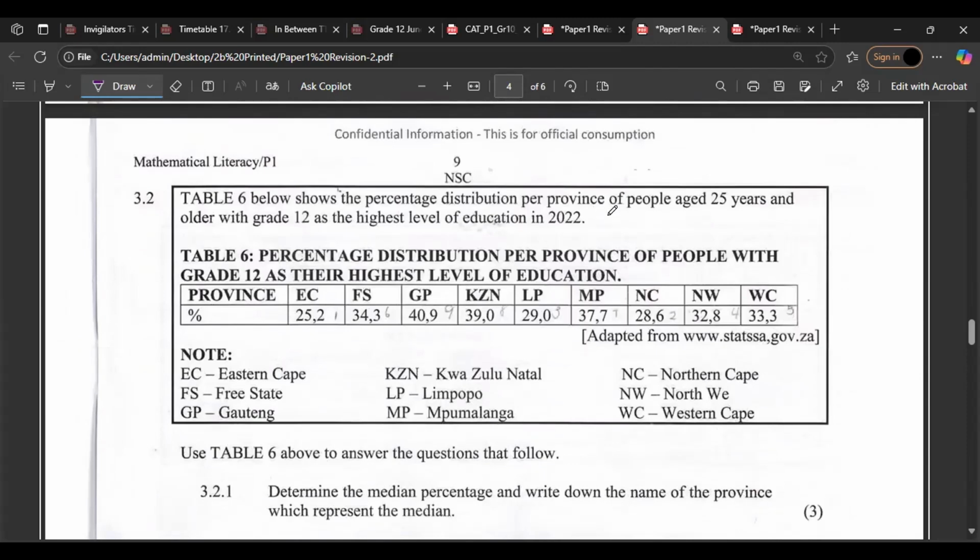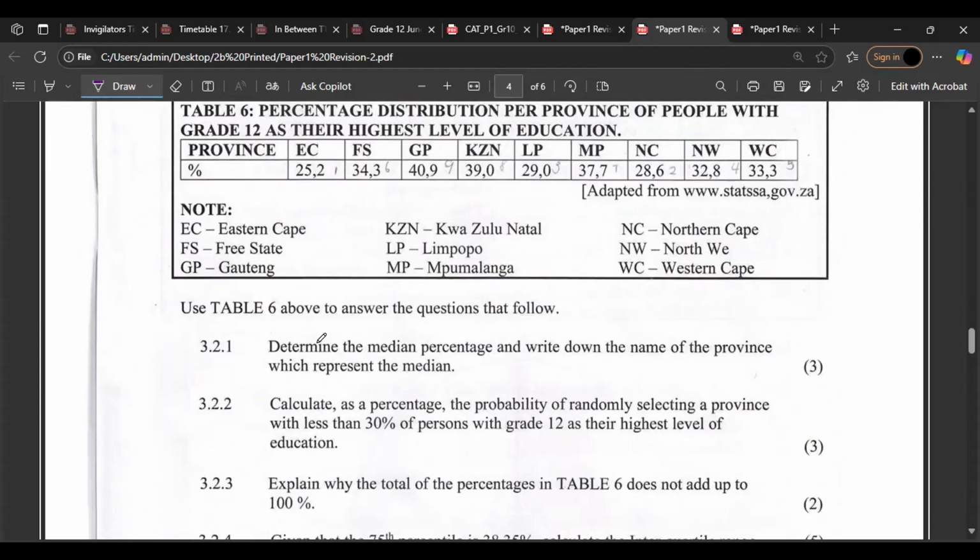Three point two, it talks of a table here. The table below shows the percentage distribution per province of people aged 25 years and older with grade 12 as their highest level of education, 2022. The table has already shown that. Let's say, determine the median.